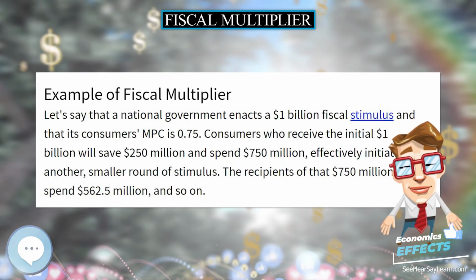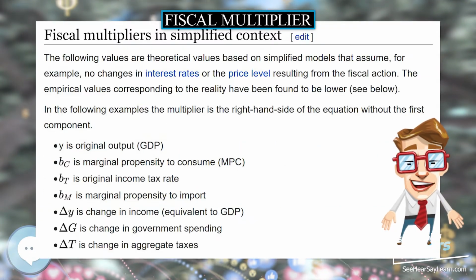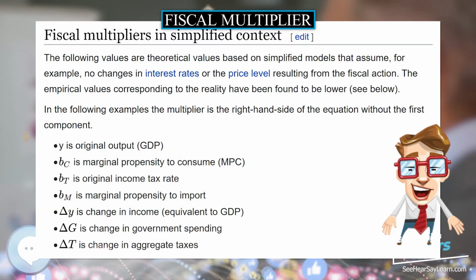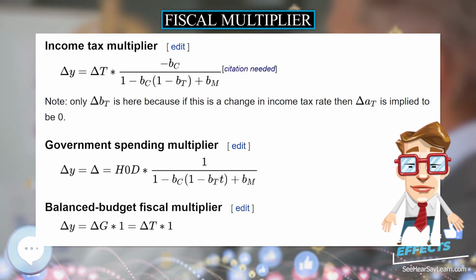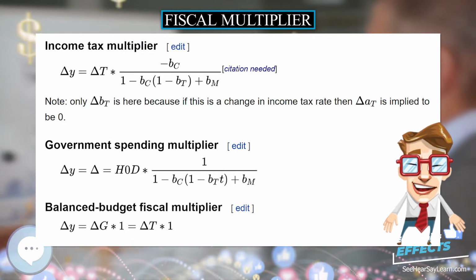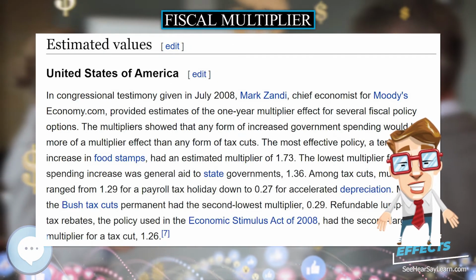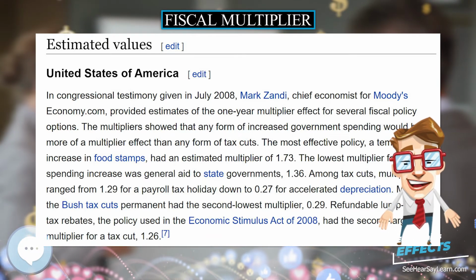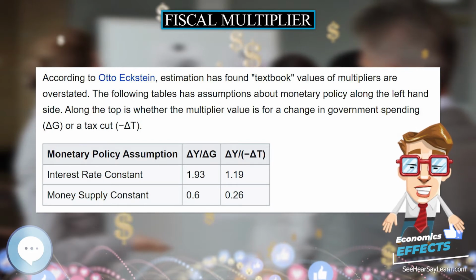Estimated values. United States of America. In congressional testimony given in July 2008, Mark Zandi, chief economist for moodyseconomy.com, provided estimates of the one-year multiplier effect for several fiscal policy options. The multipliers showed that any form of increased government spending would have more of a multiplier effect than any form of tax cuts.